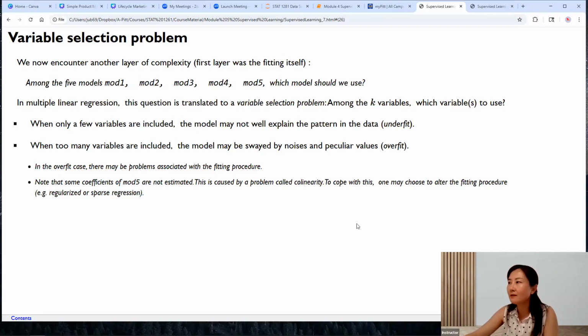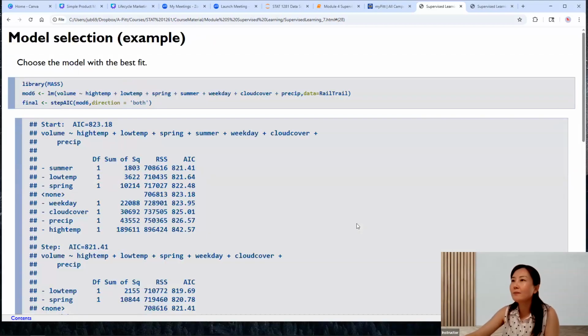Which model is the best one? We don't want to underfit our data, and we don't want to overfit. Okay? How to find the best one? In regression, traditionally, we can use an automatic model selection algorithm to select the optimal model.